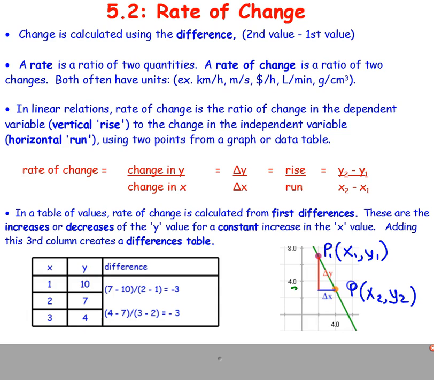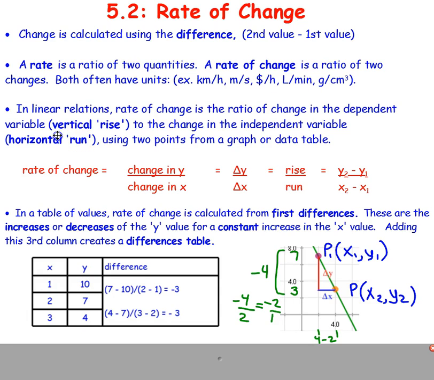3 subtract 7. So the rise would be -4 units. The run would be 4 subtract 2. So here this graph is dropping at a rate of 4 units for every 2 units in the x direction, or -4 for every 2 is the same as -2 for every 1. So the unit rate would be -2.